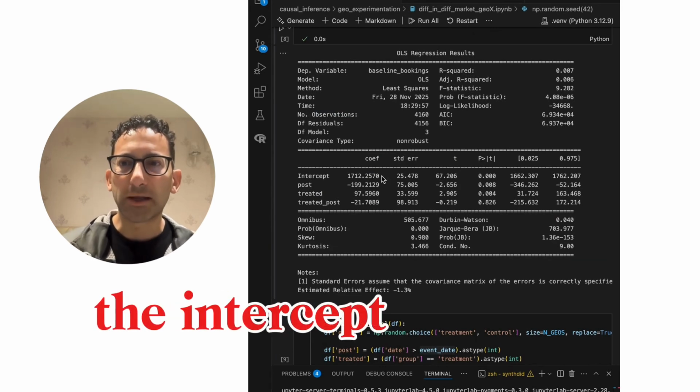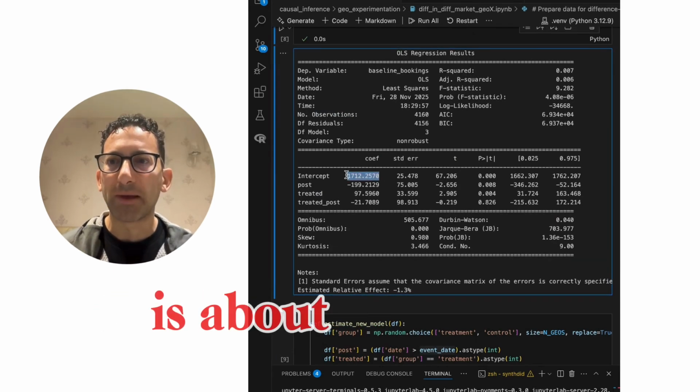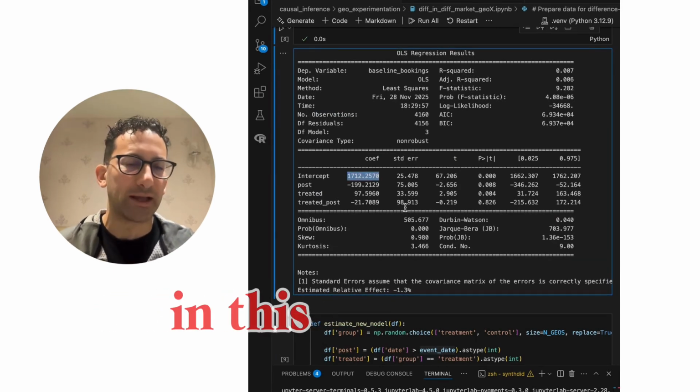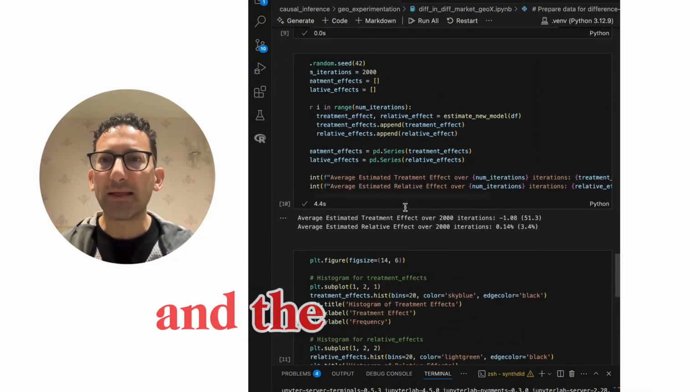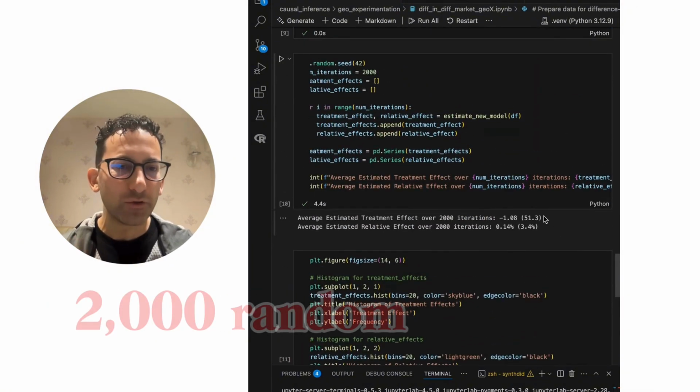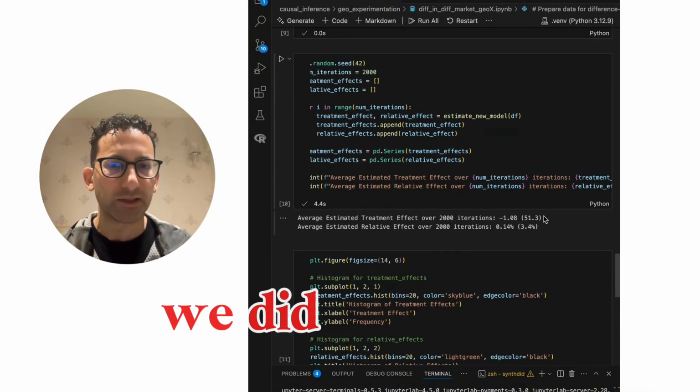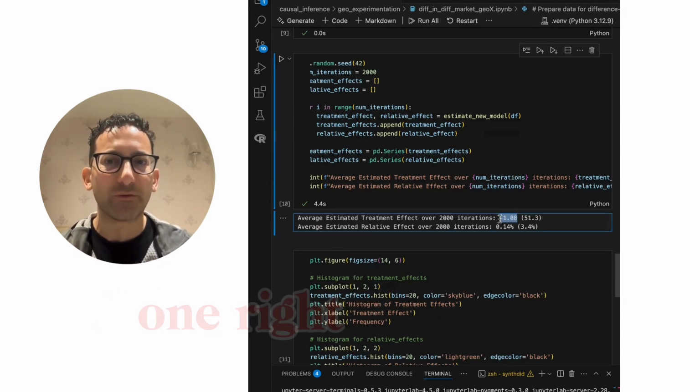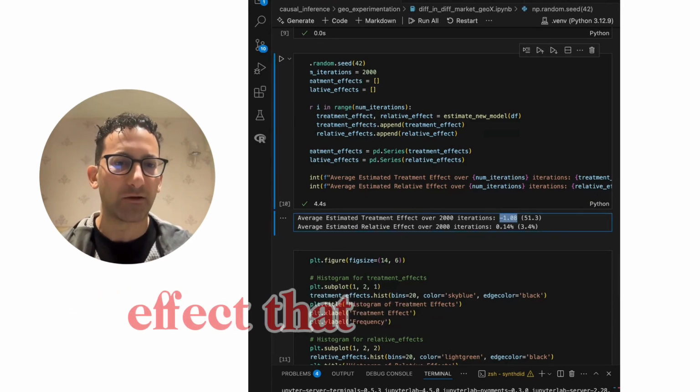And you can see the intercept. So our main KPI on average is about 1,700 units. So in this case, I called it bookings. And the average treatment effect of these 2,000 random times that we did difference in differences is just -1, right? So this is an absolutely tiny effect that we're getting.